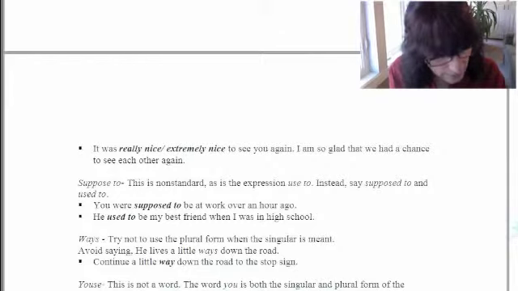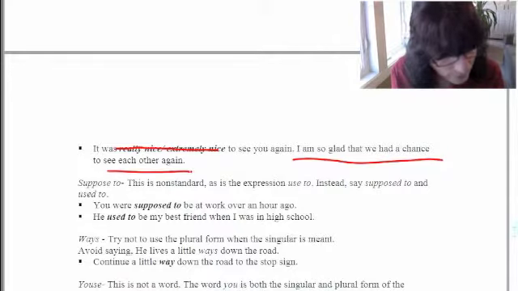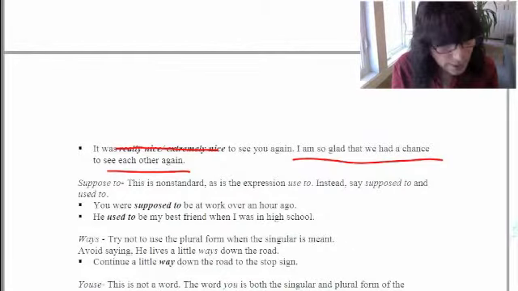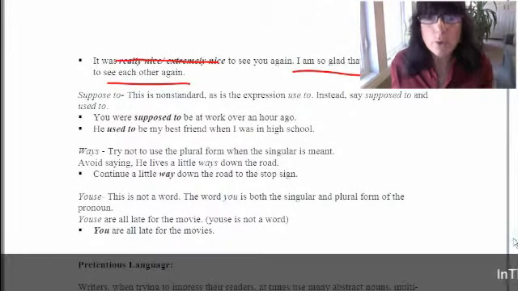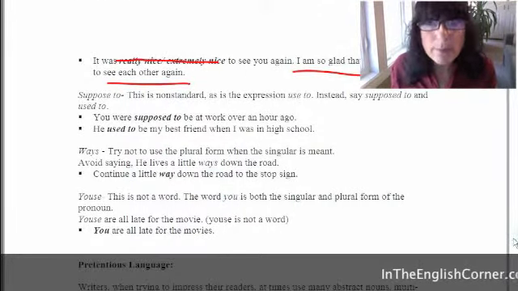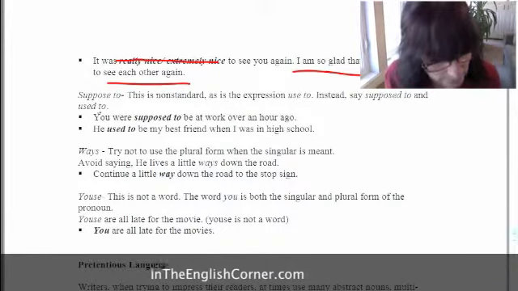I gave you another example here. It was really nice or extremely nice to see you again. So you wouldn't say real nice. You'd say it was really nice or extremely nice. Or I'm so glad that we had a chance to see each other again. Why not just word it that way? So instead of saying it was really nice to see you again, just say I'm so glad that we had this opportunity to meet again or to see each other again. So always play with your words before you write them so that you come up with the best expression, the best choice of words to articulate what you're trying to say.